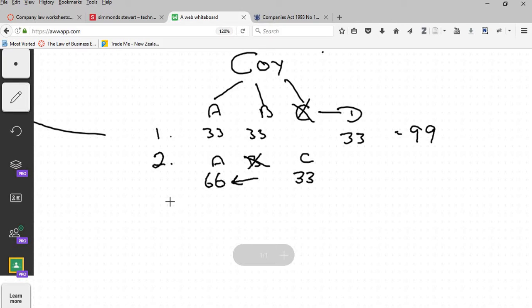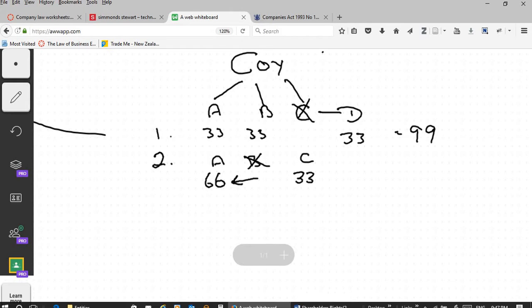So A, who might not like C, calls a meeting of shareholders and puts a resolution to the shareholders saying, I want to remove C and appoint somebody else, and A will always win when they do this. Now, what can we do about this?